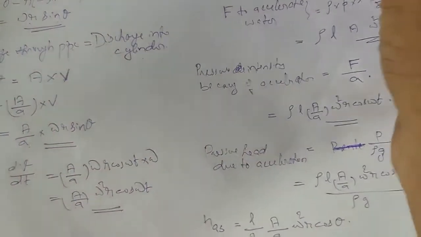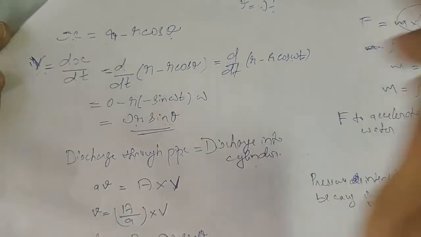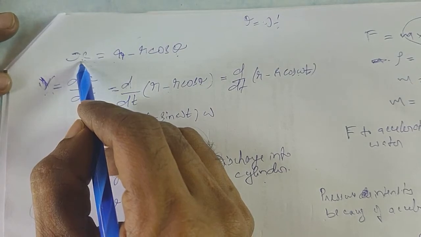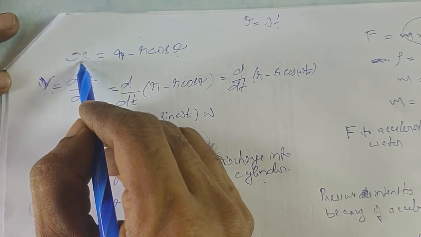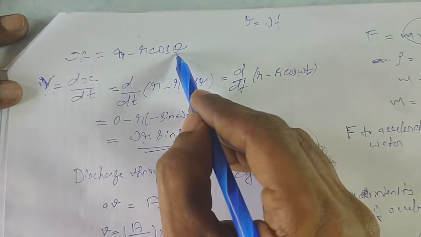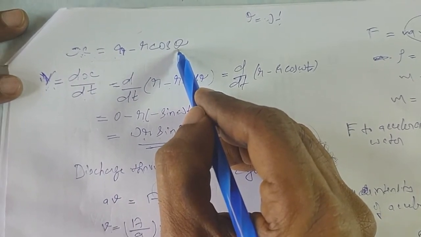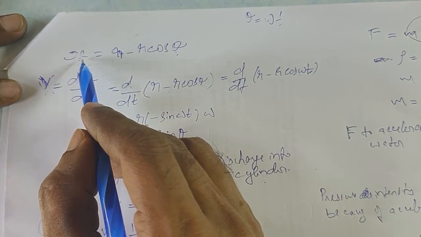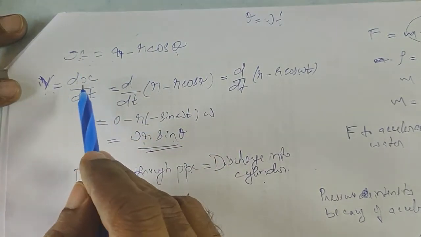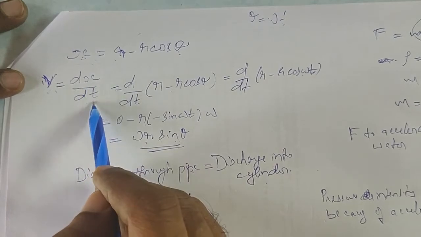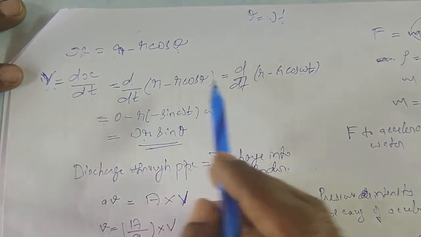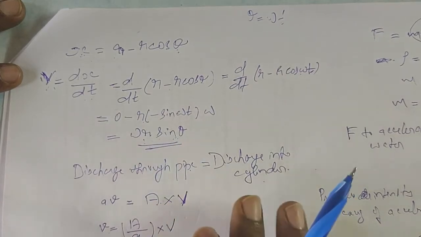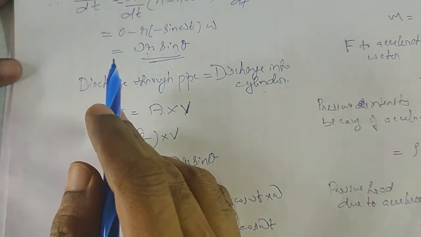So I will say it once again. We will consider a linear movement of x distance by the piston when the crank is rotating through an angle theta. So this is the distance moved by the piston, x. The velocity of the piston will be equal to dx by dt, which will be obtained as omega r sin theta. So that is the velocity of the piston.